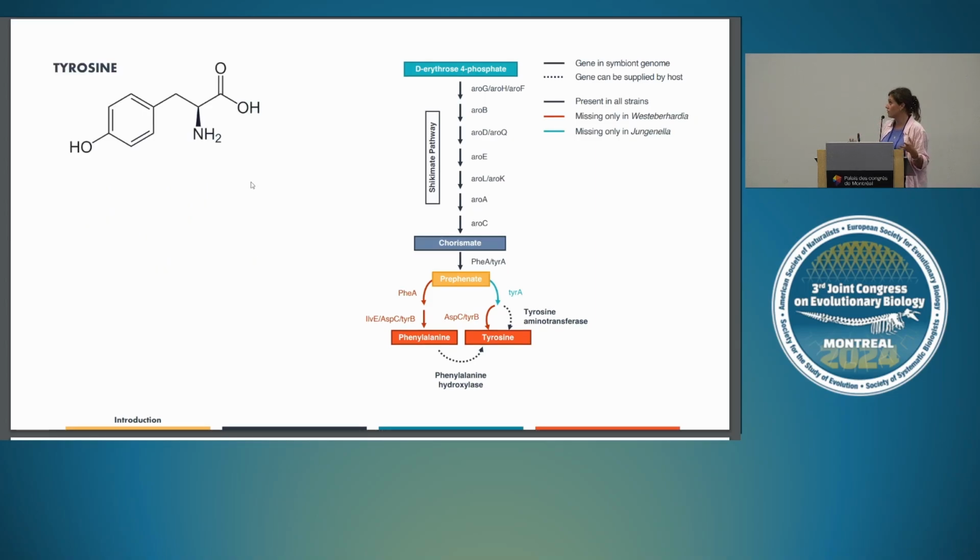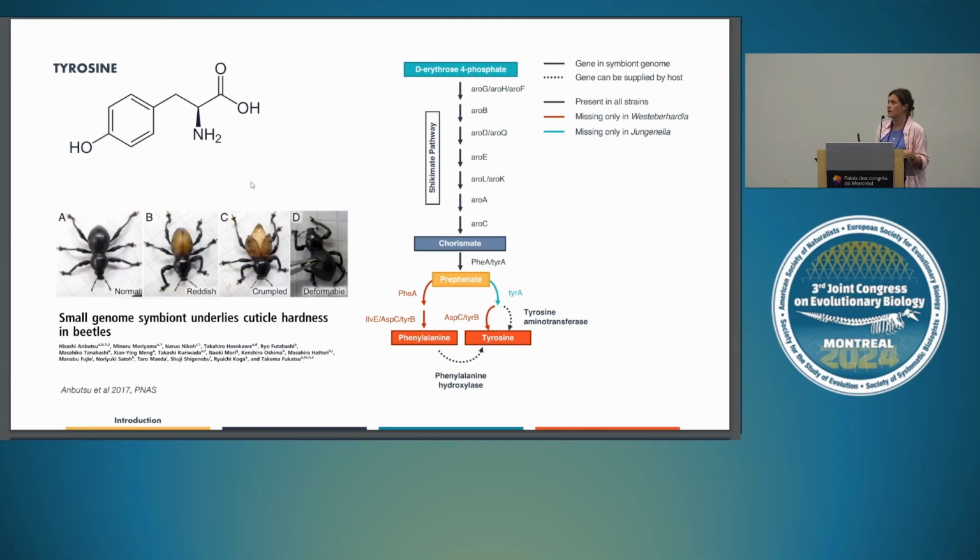Tyrosine is really important for insects because it's used in the melanization and sclerotization of the cuticle, so the hardening, the thickening. And this study basically showed that when they removed the symbionts from beetles, the wing elytra couldn't form properly, they were pale, and they were deformed. So this is kind of like the lead hypothesis we have for what these symbionts are doing in the ants as well.